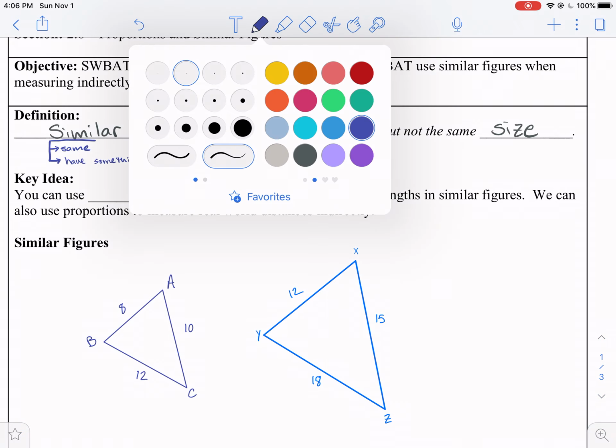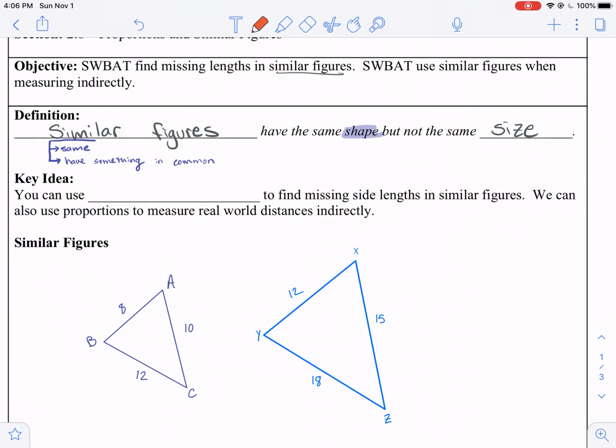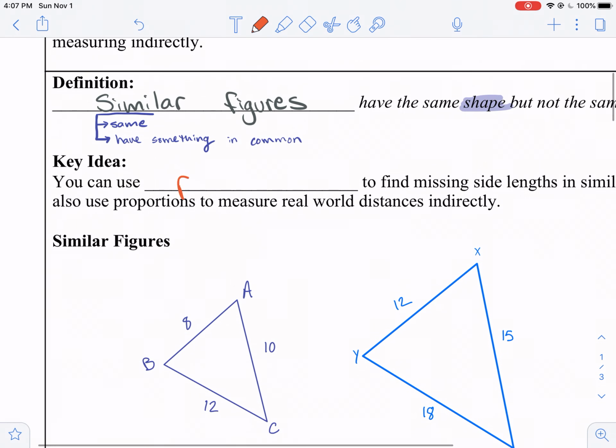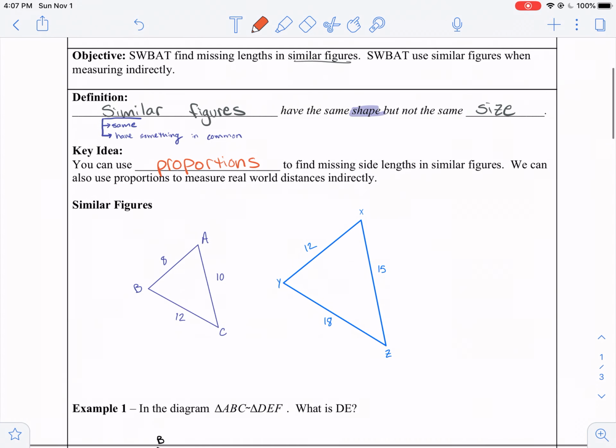Okay? So our key idea of the day, what we'll be doing today, is we will be using proportions, what we know and love, proportions to find missing side lengths in similar figures. We're also going to use proportions to measure real world distances when we can't measure them directly.